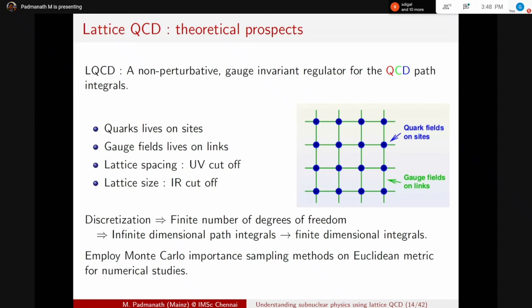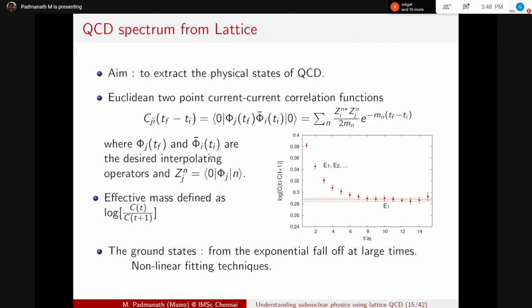Okay, we do spectroscopy. So once you have all this simulated data, basically we have an ensemble.